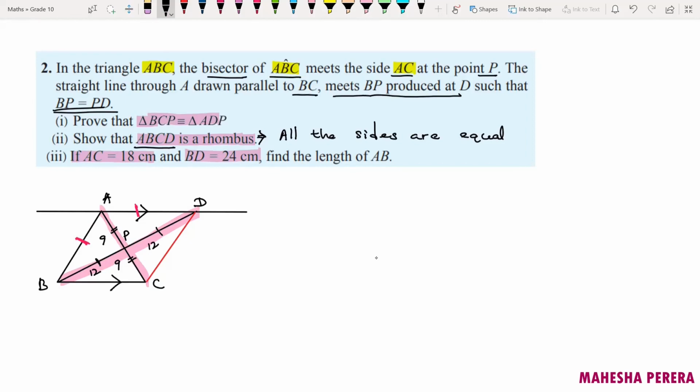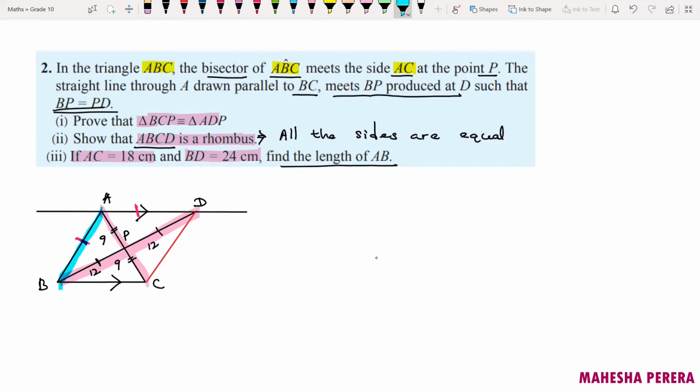Again, BD is one of the diagonals of this parallelogram, right? And diagonals bisect each other, right? And previously we have proved that these lengths are equal. So it should be 12 each and 9 each, right? Now we need to find the length of AB. This is the length of AB, right? Now this means one side of the rhombus. All sides are equal. So we need to find the length of one side of this rhombus.